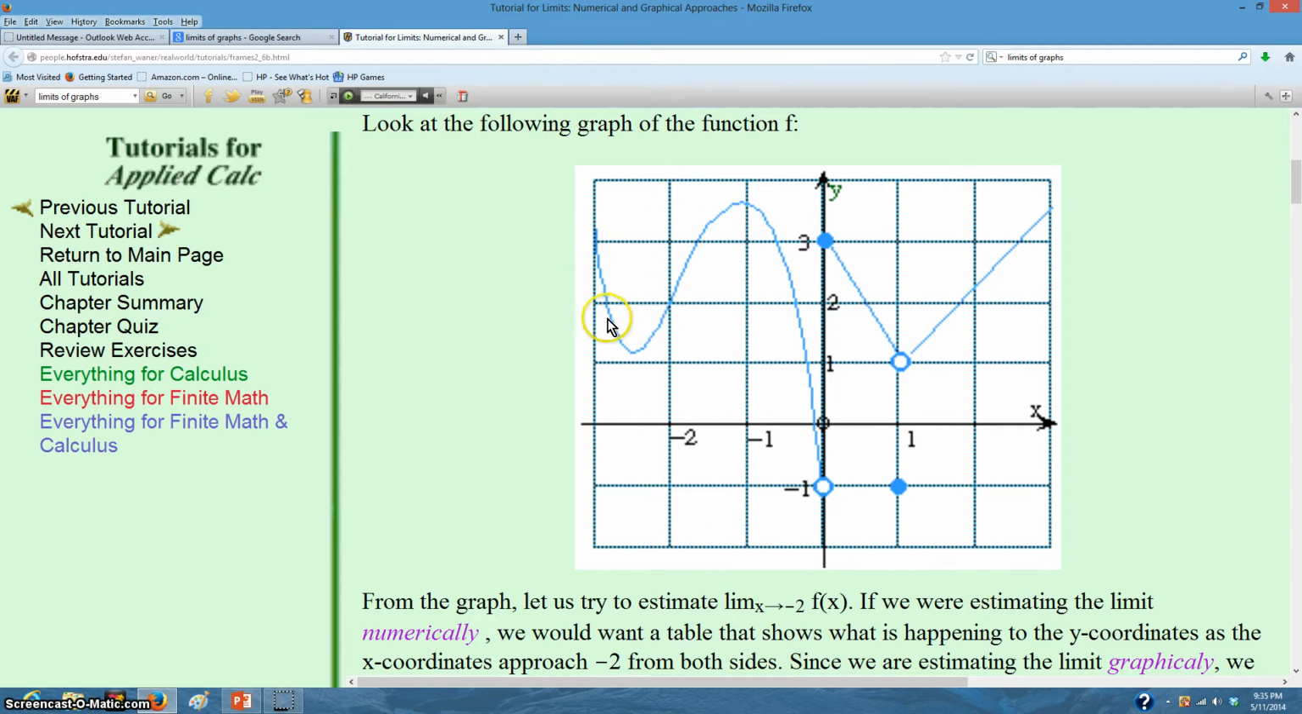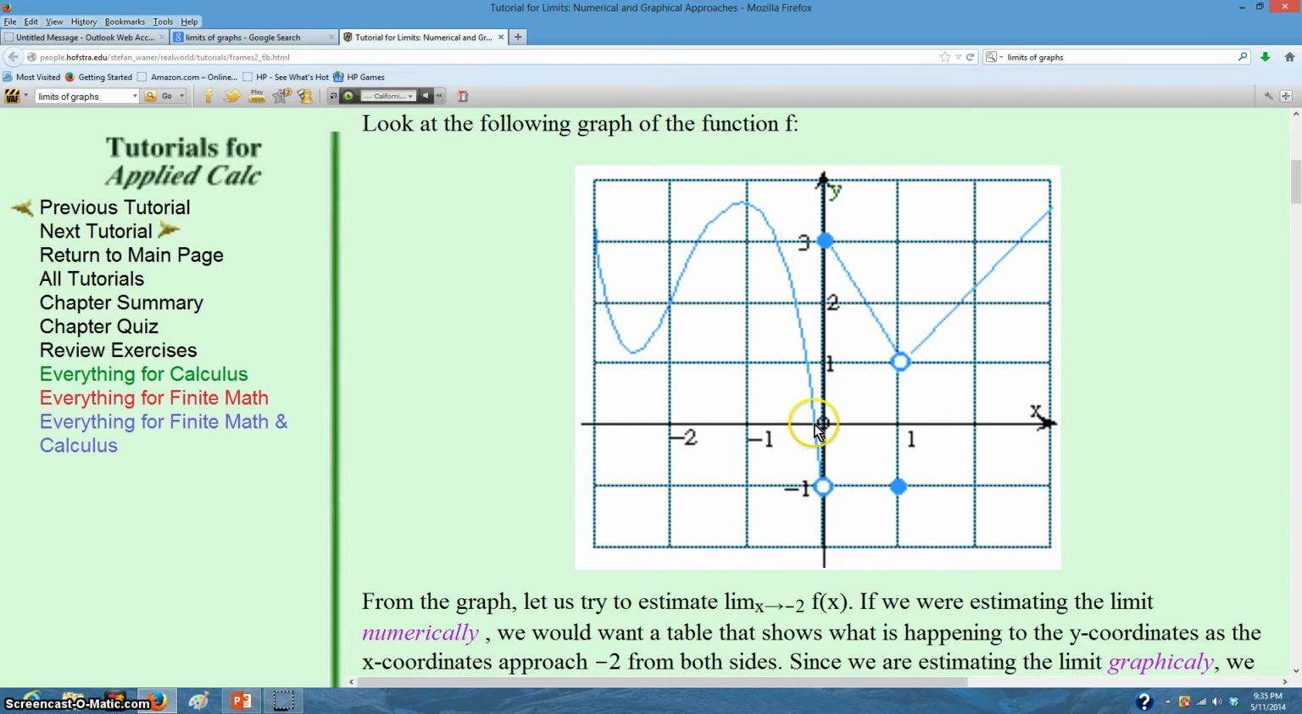So if we approach from the left, my y value is 2. And if we approach from the right, I'll start right here, my y value is still 2. Therefore, the limit of this function as x approaches -2 is 2. Why is that? Because my right-hand limit and my left-hand limit are the same, and they are 2. Okay, let's use this exact same function and approach 0.